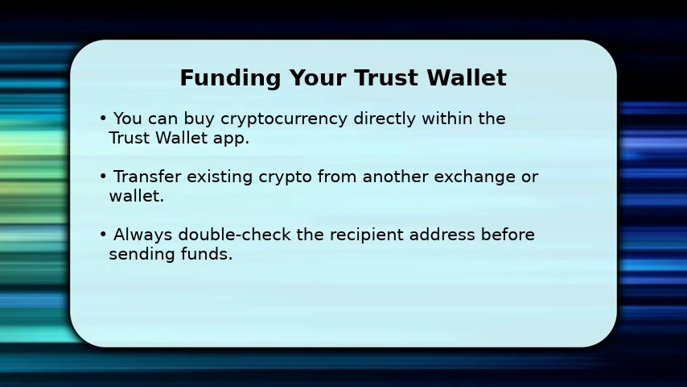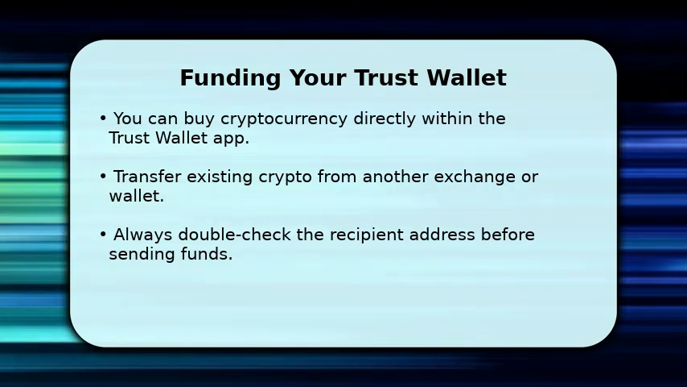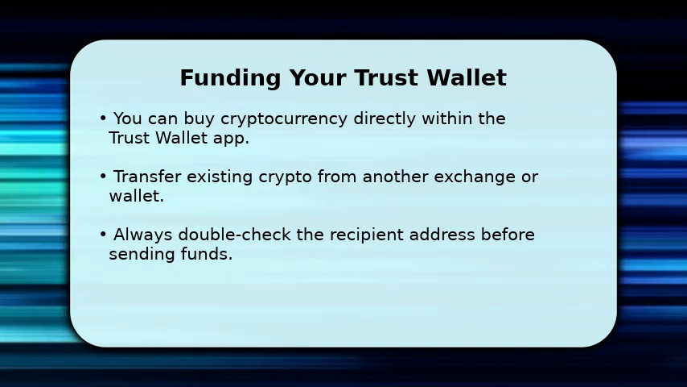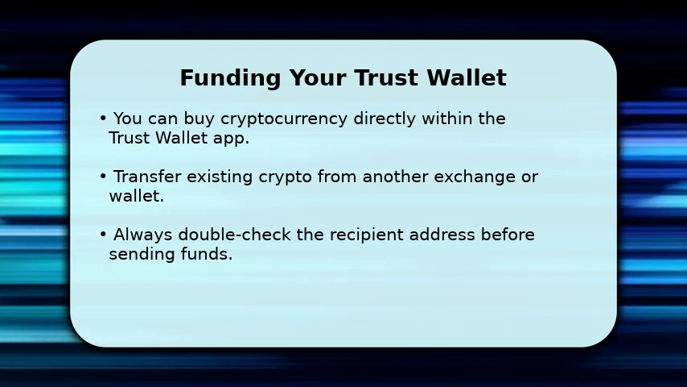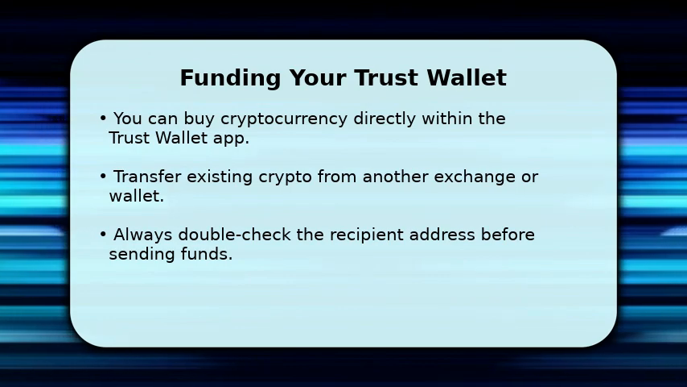Now that your wallet is set up, let's get some crypto into it. You can easily buy various cryptocurrencies directly through the app using a credit or debit card. Alternatively, if you already own crypto on an exchange or another wallet, you can transfer it to your Trust Wallet. Just be sure to always double-check the receiving address to avoid any costly mistakes.